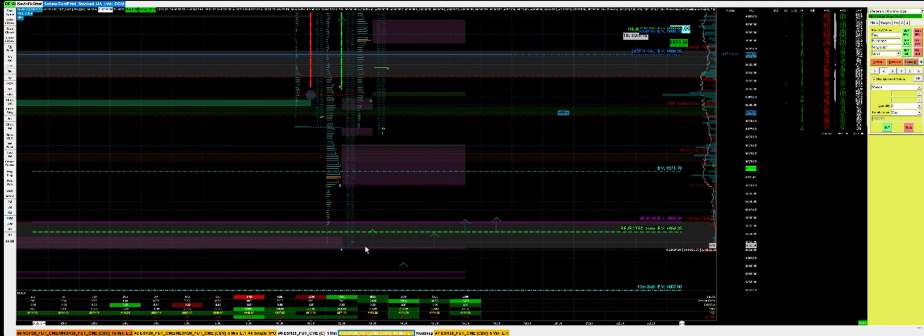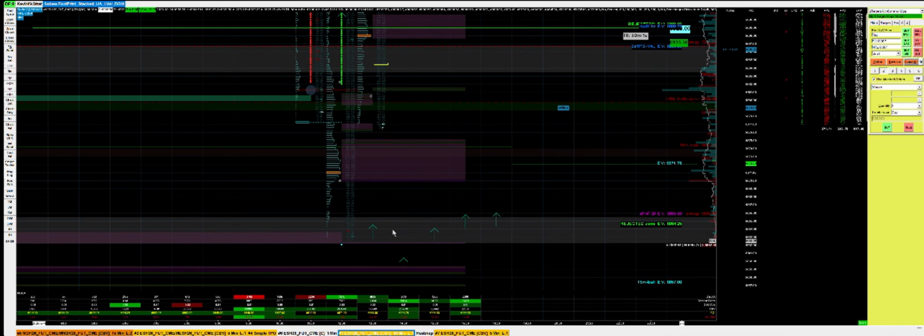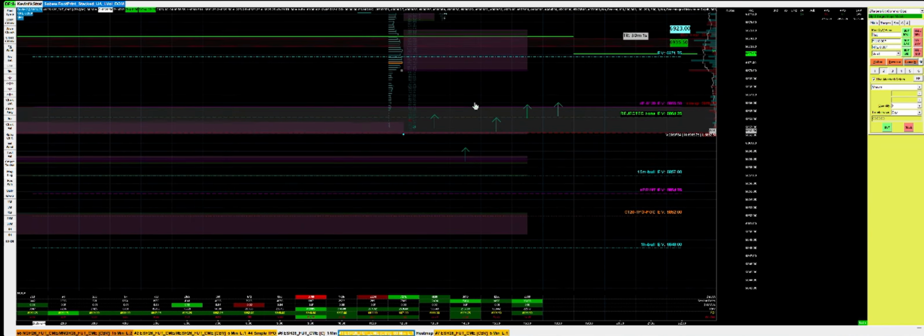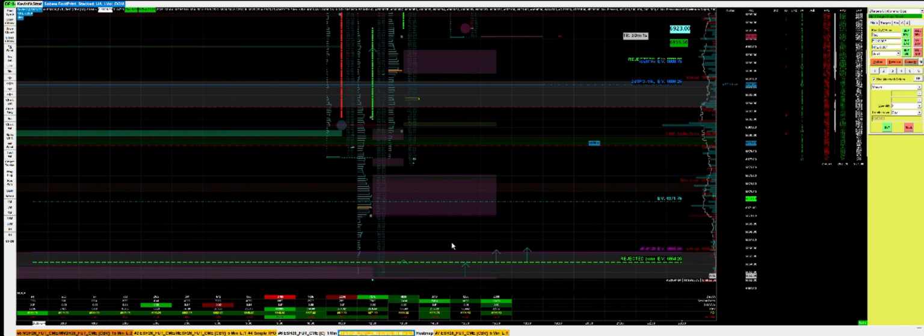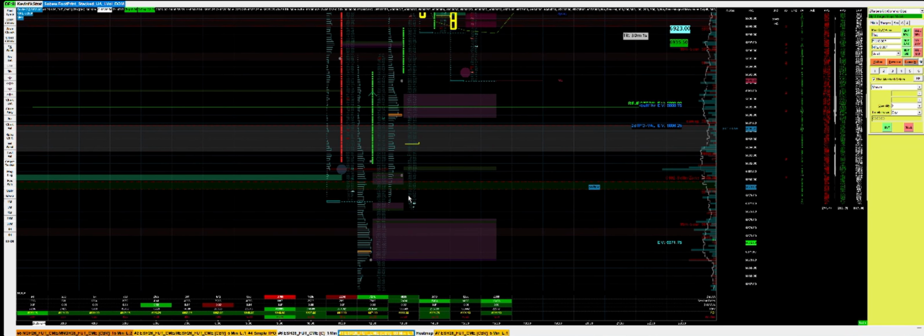So you see I already have the sweep down here, and it just happened. Look at this. The sweep happened right at the single print. So that gave me confidence tomorrow, whatever is going on, if it goes down here, it's likely to visit here because this is a magnet, right? And then it could also bounce. So that's how I look at my thing.